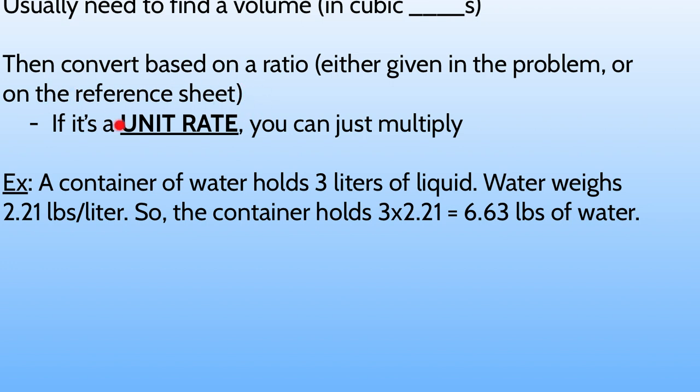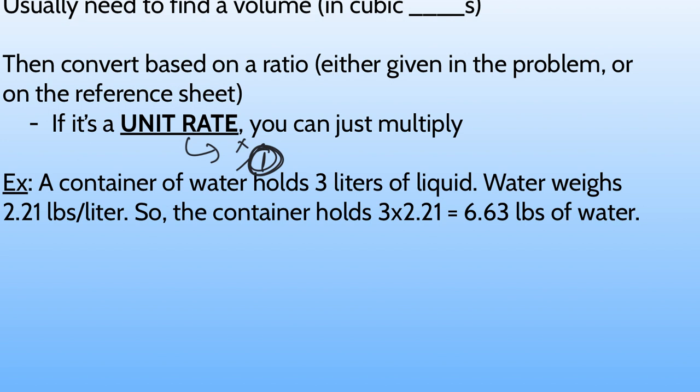If it's a unit rate, you can just multiply. Now, unit rate is something where it's like X number of something over one of something else. That's the real key. For every one something, it's that.